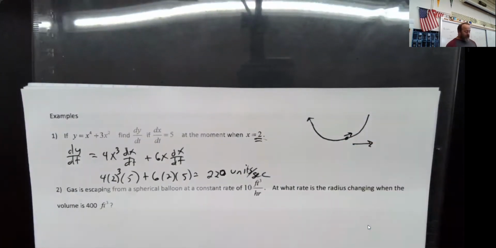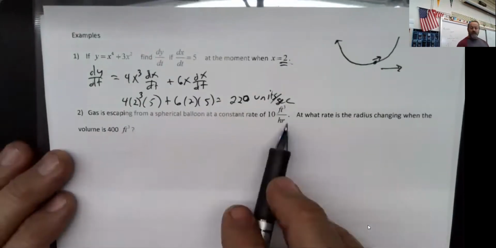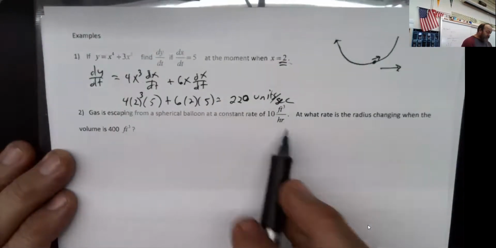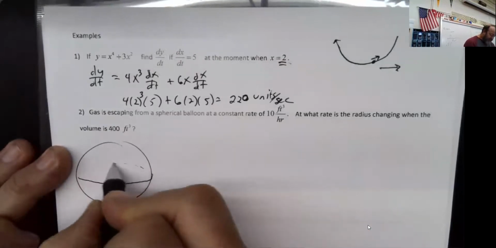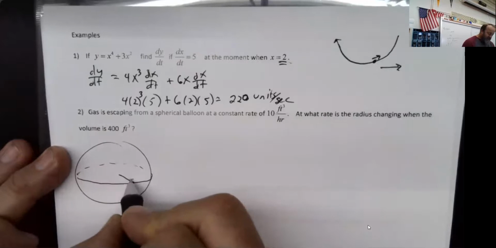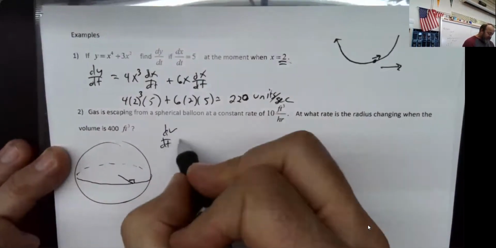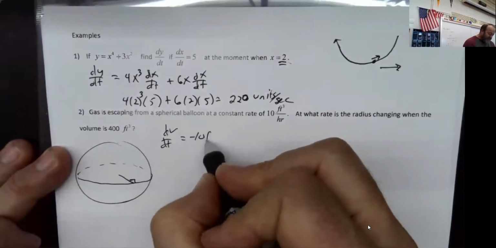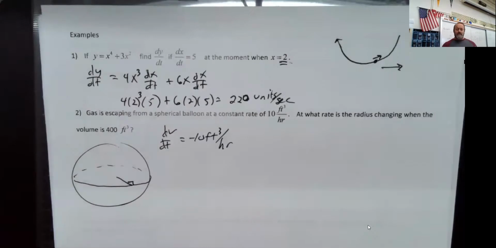Now, second one, we have a spherical balloon, and it says gas is escaping at 10 cubic feet per hour. Okay, so we've got this sphere like this, and the gas is escaping. So I'm telling you that dV/dt is negative 10 cubic feet per hour. And it says, how is that radius changing? Again, the first problems are going to be relatively simple, but we'll see what happens.